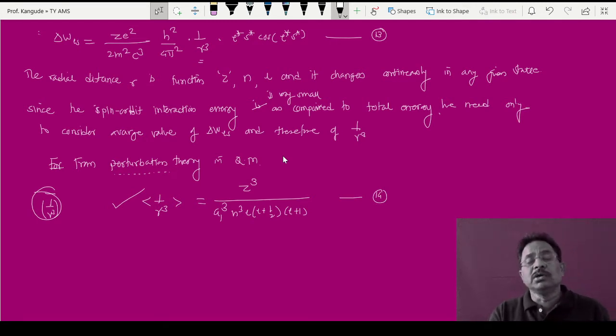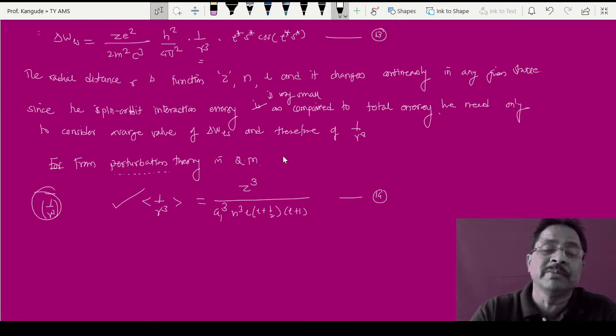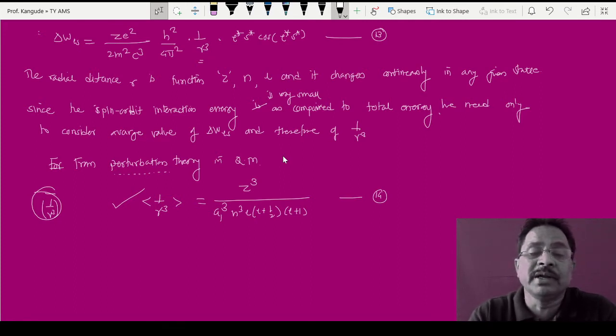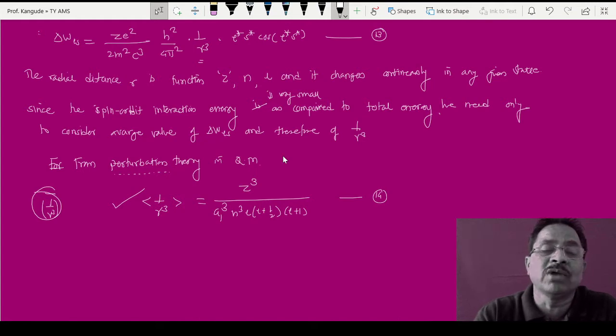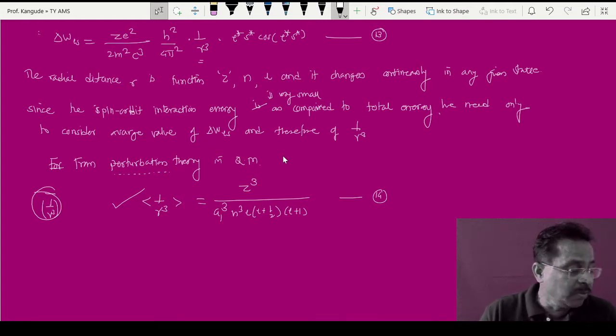For that you have to learn quantum mechanics first. In quantum mechanics you will come across this perturbation theory, and for such a problem of an electron revolving around a nucleus, this perturbation theory gives the average of this 1 upon r cube, where r is the distance between the nucleus and electron. So its third power average, its reciprocal, is given by Z cube upon a1 raised to 3, n cube into L, into L plus 1/2, into L plus 1. The symbols have their usual meaning.